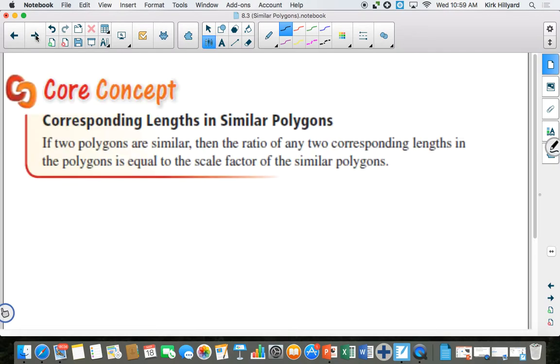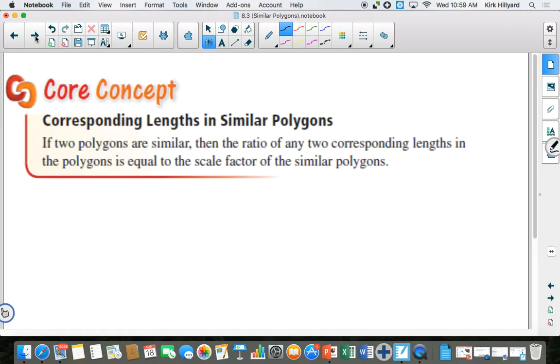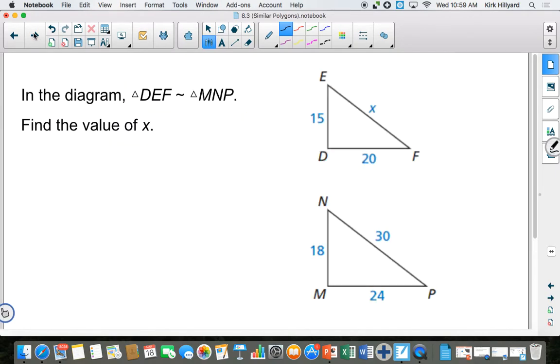Corresponding lengths in similar polygons. If two polygons are similar, then the ratio of the two corresponding lengths of the polygons is equal to the scale factor. That's just what we proved in that last slide right here. Here's our ratio. We simplified it. It's the same as our scale factor. So it's 2/3 of the shape. And that's what this core concept is stating here.